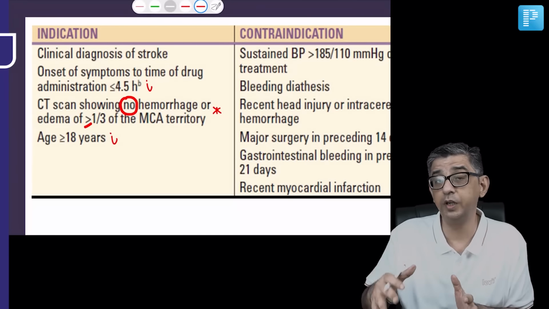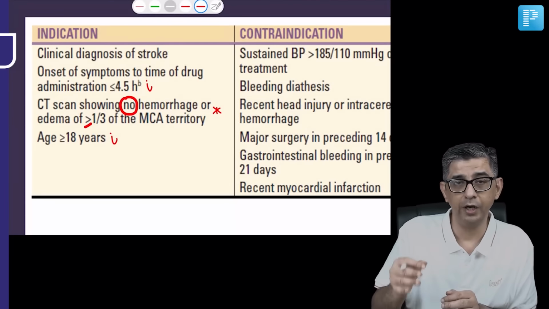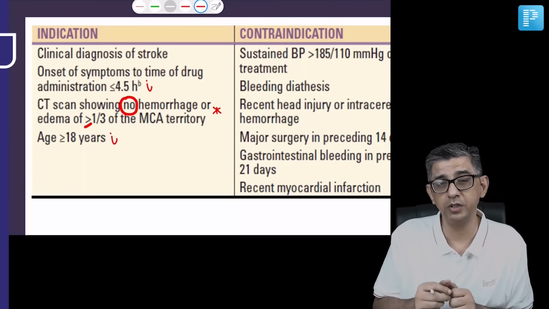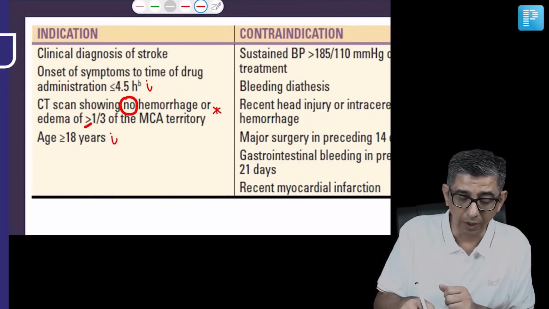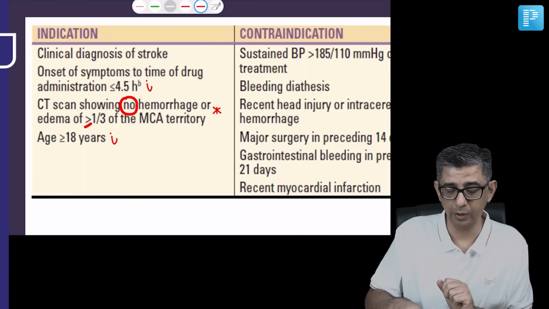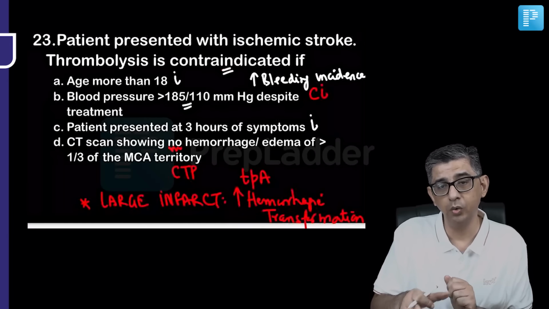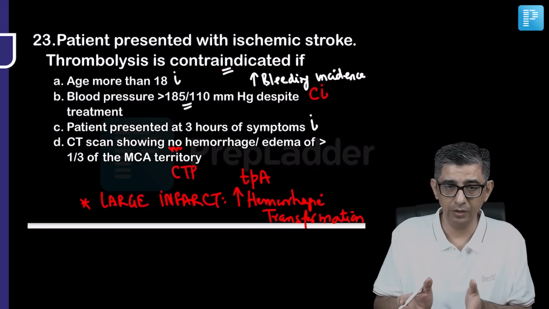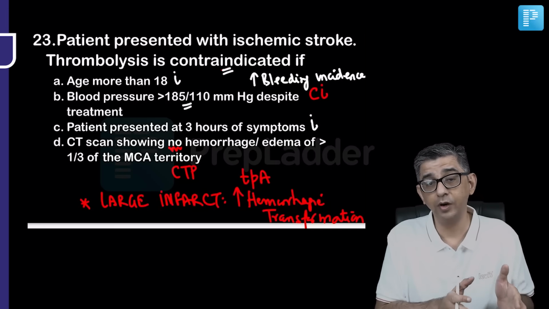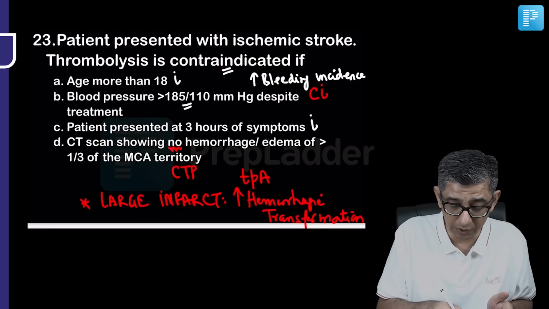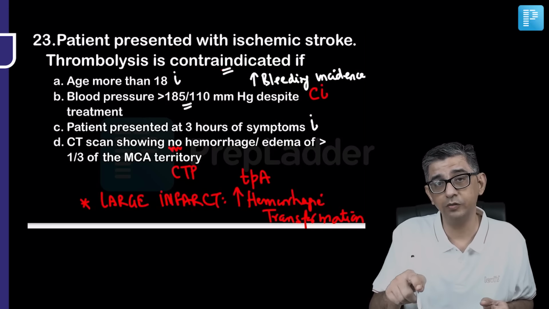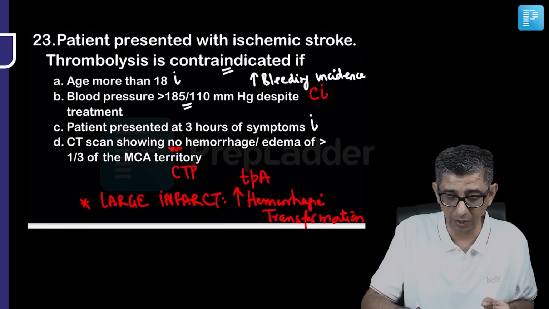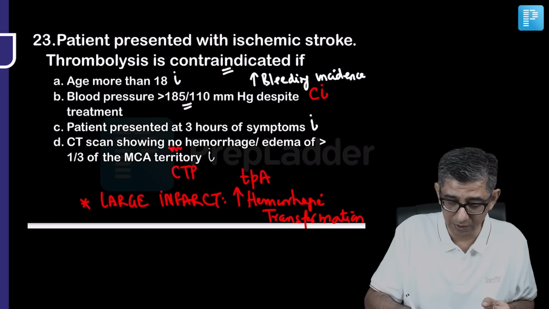In large infarct, multilobar infarct, if you do thrombolysis, it will cause an increased risk of hemorrhagic transformation. So this line to line statement was the one that was replicated. CT scan showing no hemorrhage or edema greater than MCA territory, which basically means that the infarct is less than 1/3 of the MCA territory. The meaning of this statement is less than 1/3 of the MCA territory. So this is again an indication for doing thrombolysis in an individual.